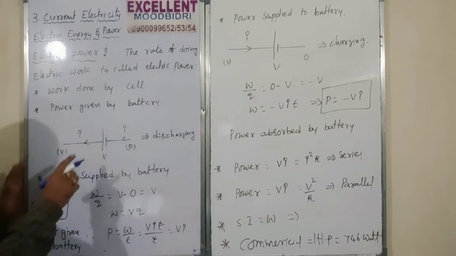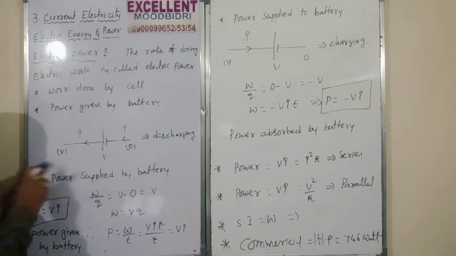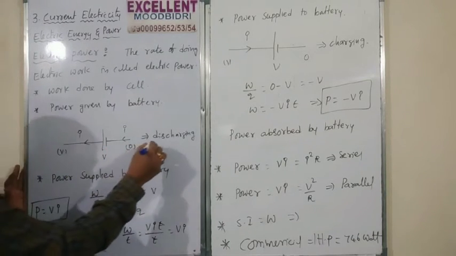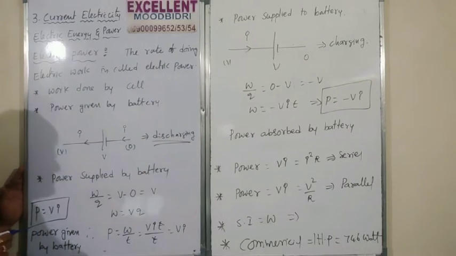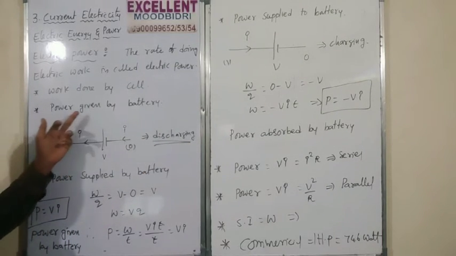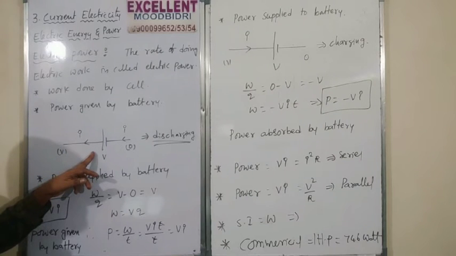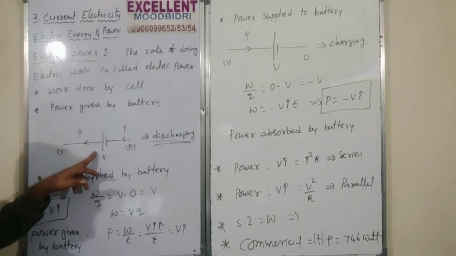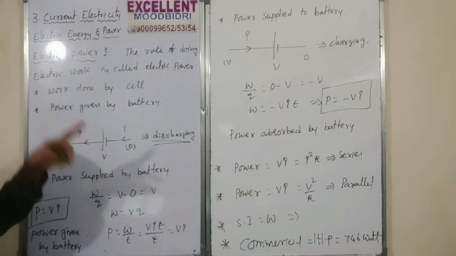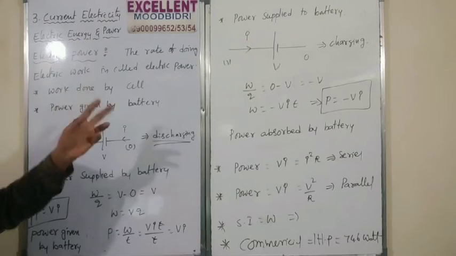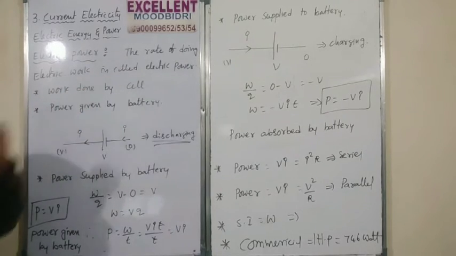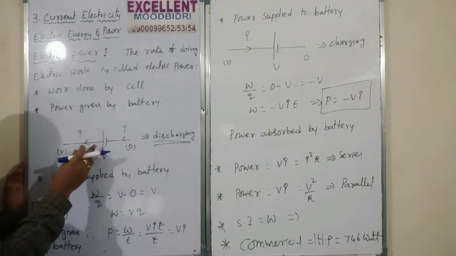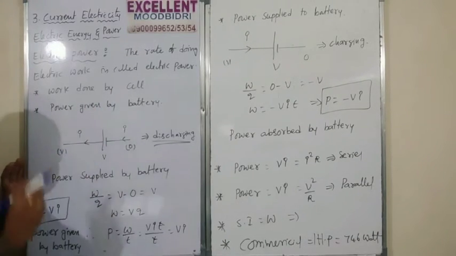For example, if I consider this one, you can observe that the current is moving in this direction. This is the discharging cell only. Discharging means power given by the battery, work done by the cell. That is the work done on the cell. So this is the work done by the cell. Discharging cell means power given by the battery.